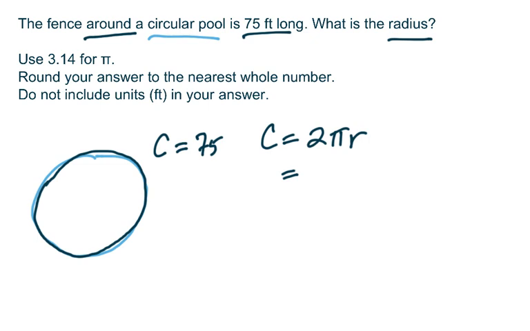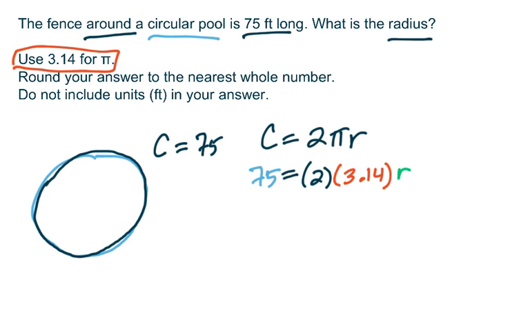I know the circumference, it's 75. And then I know that we have 2 times, and I was told to use 3.14 for pi, so I'll substitute 3.14. And then what I'm looking for is the radius. On the next line, I'm going to keep the 75 the same. I haven't done anything with it yet, but I am going to begin by multiplying on this side. You don't have to. This is how I like to do it. It just makes things a little bit cleaner.